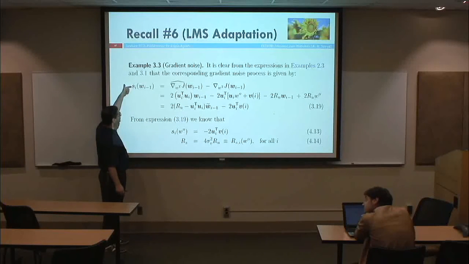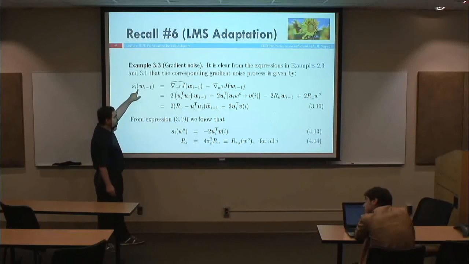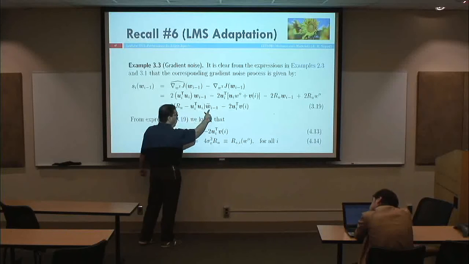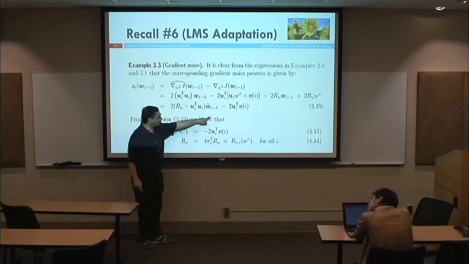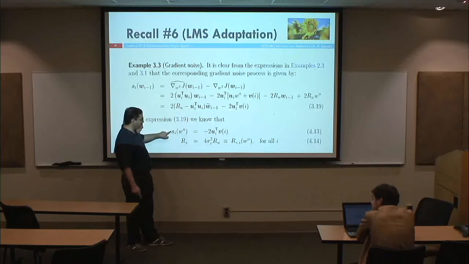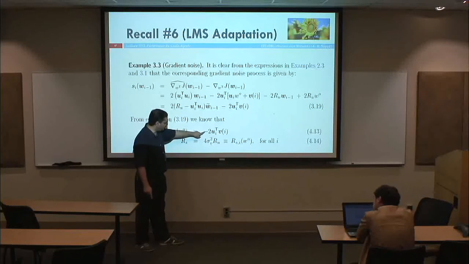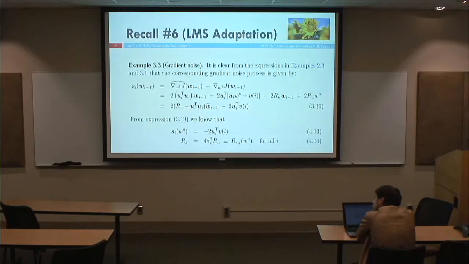This is the expression for the gradient noise. Here it is. And then if you evaluate it at omega 0, when omega i minus 1 is omega 0, this becomes 0. So at omega 0, you get only minus 2 U transpose V. So R_S, which is the covariance of this at omega 0, you will get 4 sigma_v squared R_U. You see, that's how you get it. This is how you show that in the quadratic case, you have an R_S and it's given by this quantity.